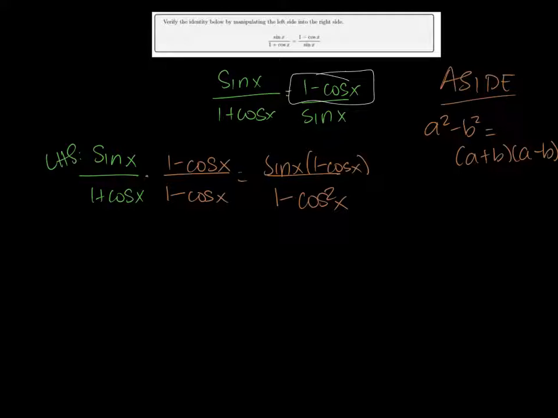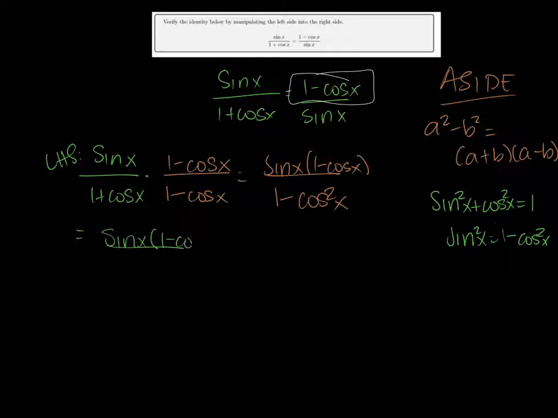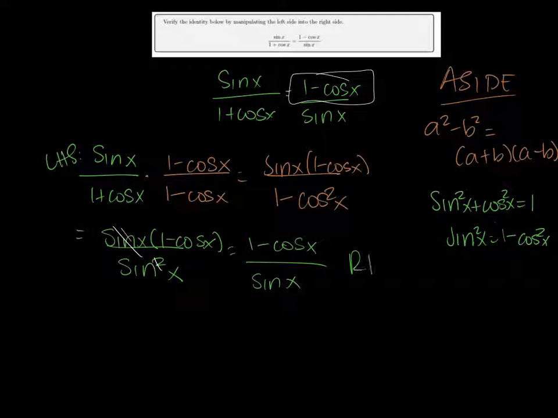Going back to my side work, I know that sine squared x plus cosine squared x is equal to 1, but that means that sine squared x is 1 minus cosine squared x. So that sets us up nicely to make that substitution. So I now have sine x times 1 minus cosine x over sine squared x. One of your sines will cancel here, and I'll make that little mark there. And I'm left with 1 minus cosine x divided by sine x, which is indeed our right-hand side.